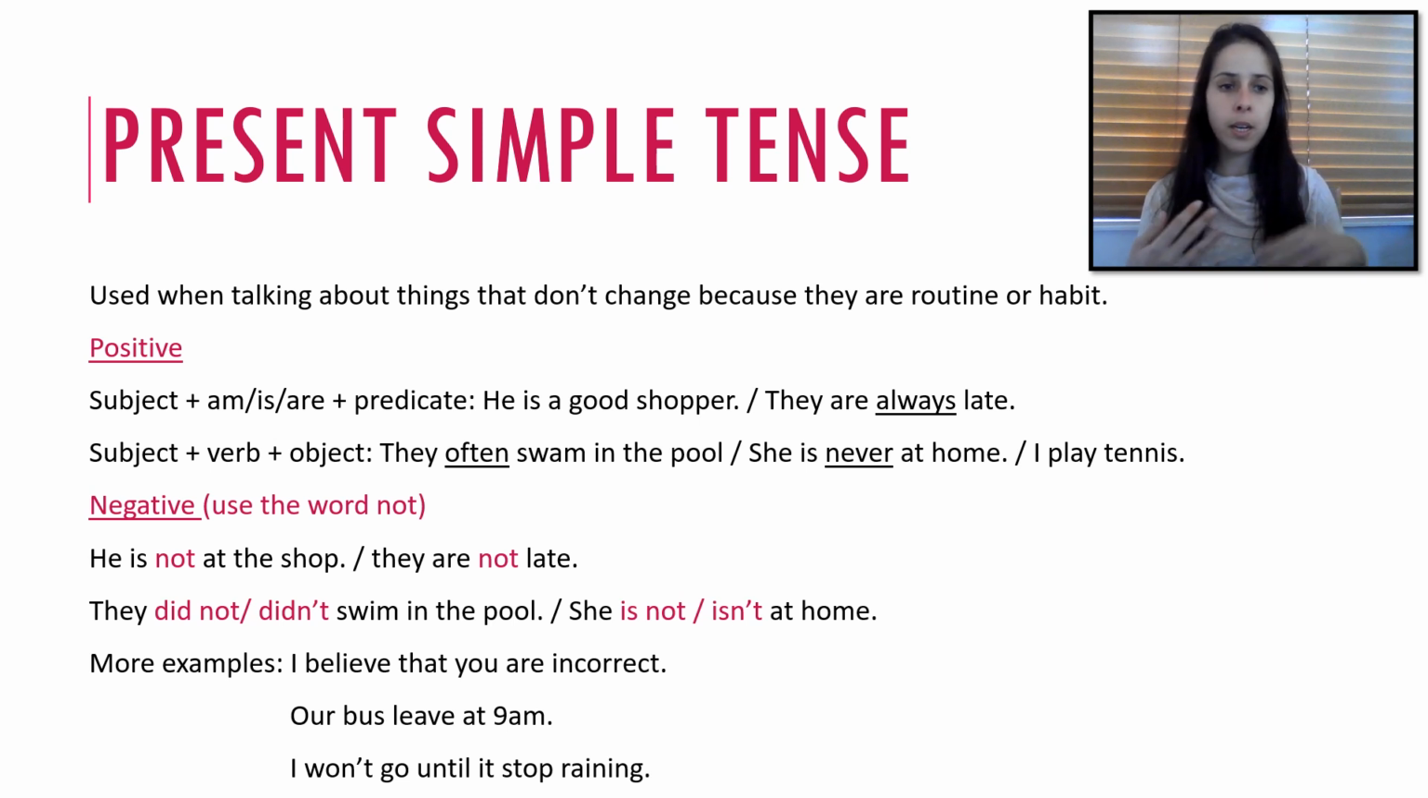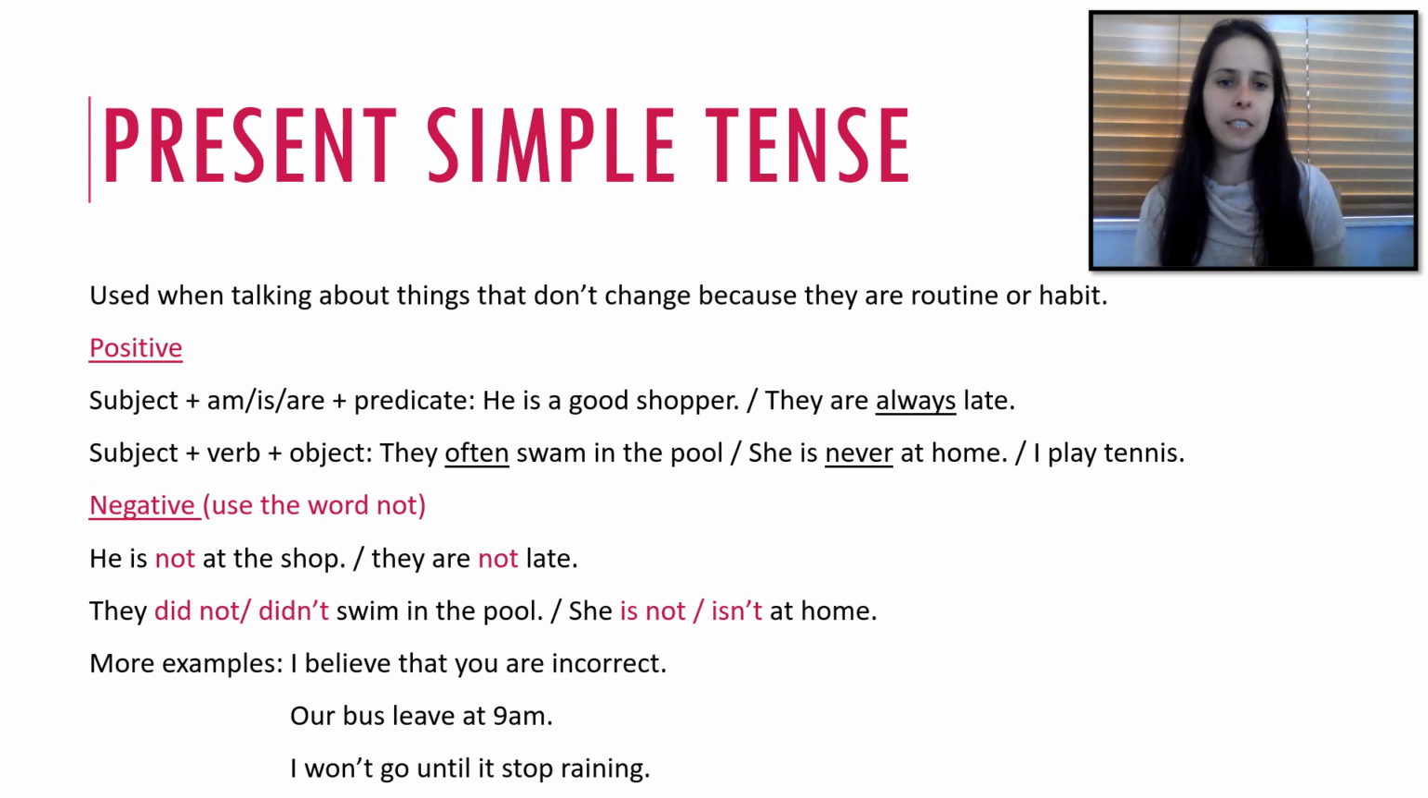If he's a good shopper, next week he's not going to be a bad one. Okay, it's part of what he does and who he is. So we use it as a present simple tense sentence. He is a good shopper. They are always late. It tells me that it's almost their habit to be late. It's part of their routine. They never go anywhere on time.